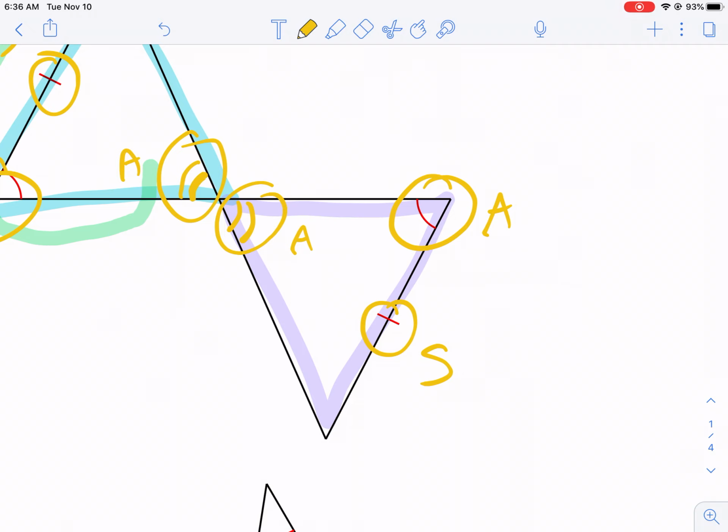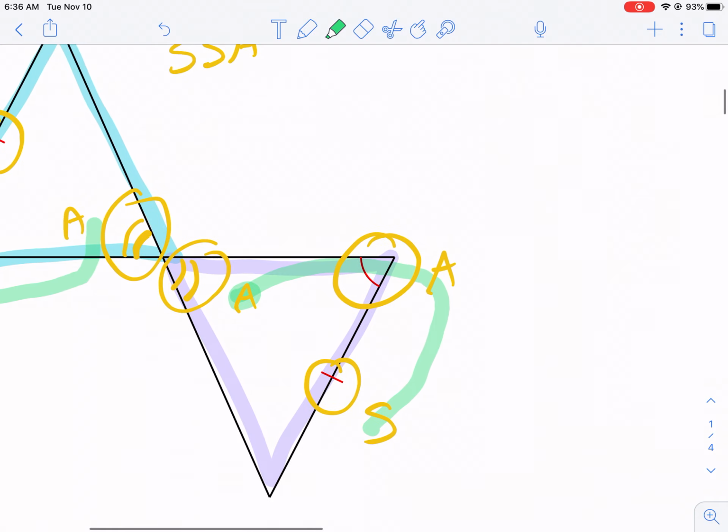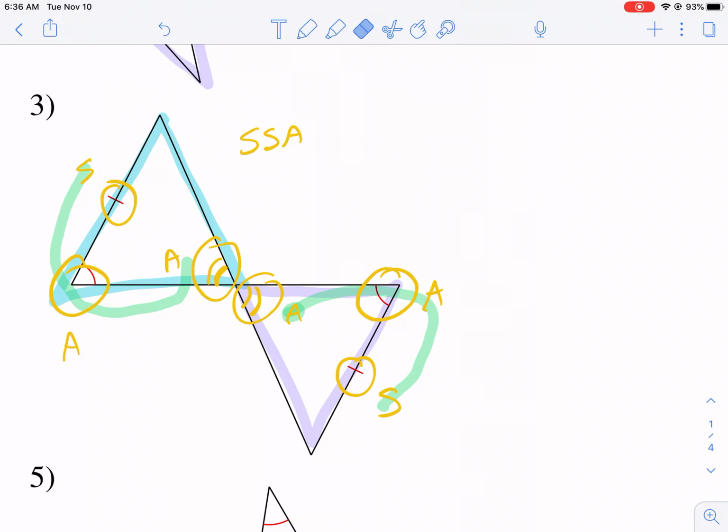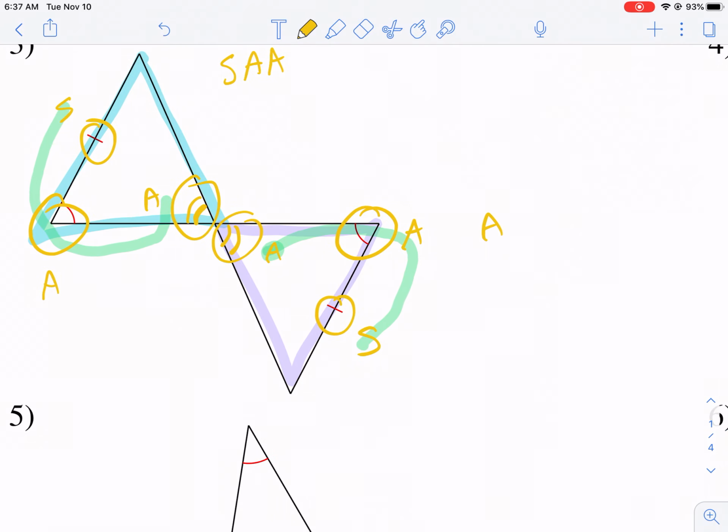Okay. What about for the purple? Well, we can start at this A. That's an end. We're going to go around clockwise. We have AS. We skipped one side, but that's okay to skip one side as long as you don't skip a side and an angle. So we got AAS. Whoops, I'm sorry, I wrote SSA. I meant this was SAA. This one we got AAS.